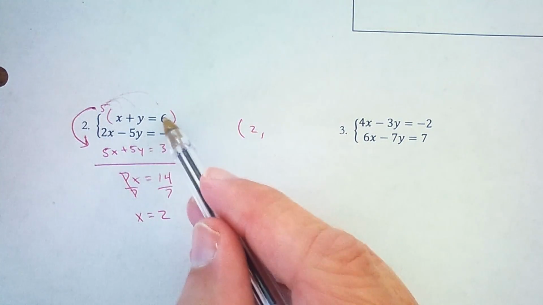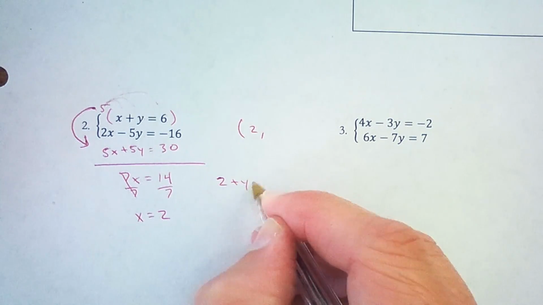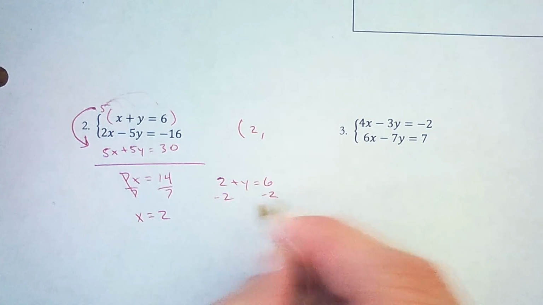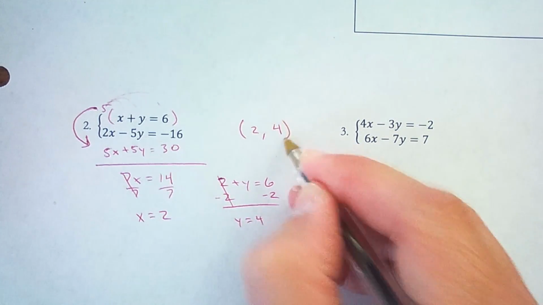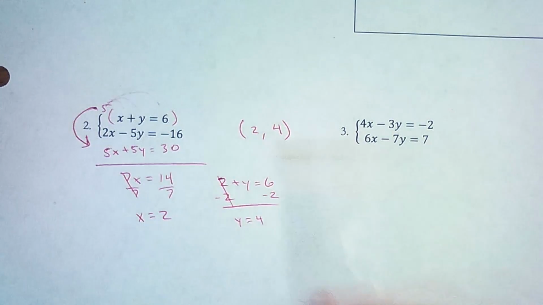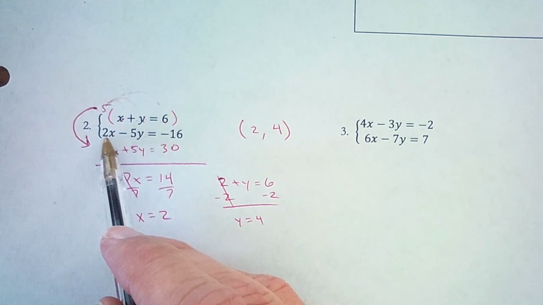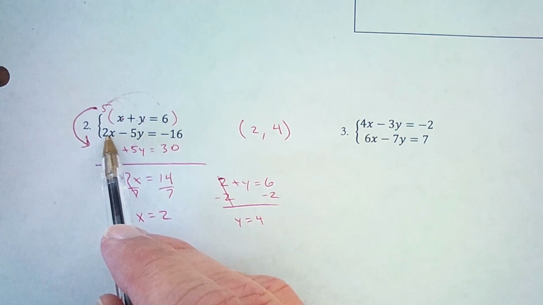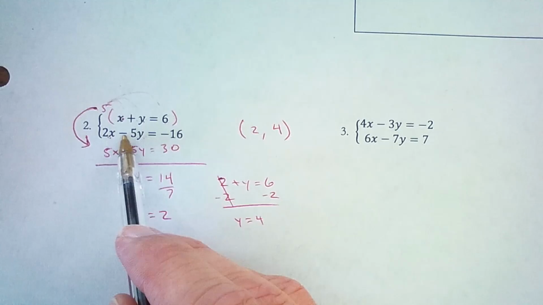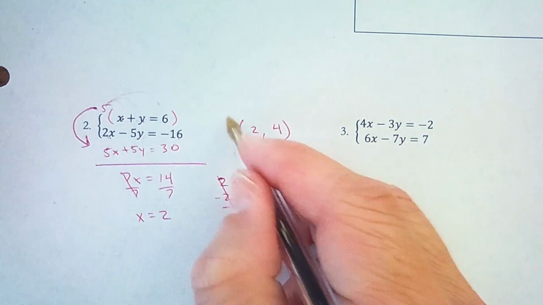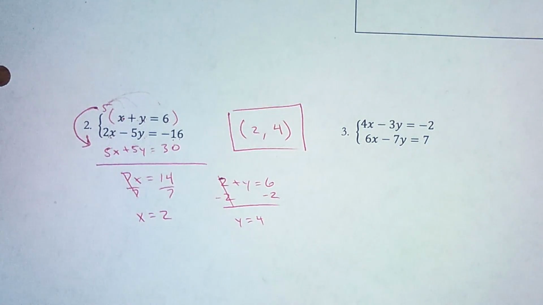And then I think the top equation is going to be the easier one to plug into. So 2 plus y equals 6. Subtract the 2, y is 4. So the intersection should take place at 2, 4. Now let's check that. 2 plus 4 equals 6. Check. 2 times 2 is 4, minus 5 times 4, which is 20. So that's 4 minus 20. That is negative 16. So this point works for both equations, so that is the solution.